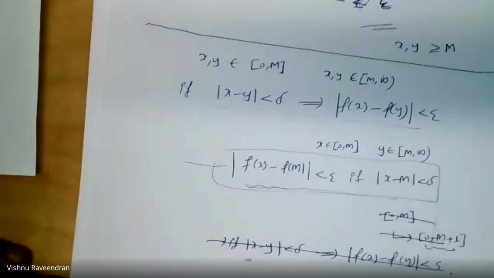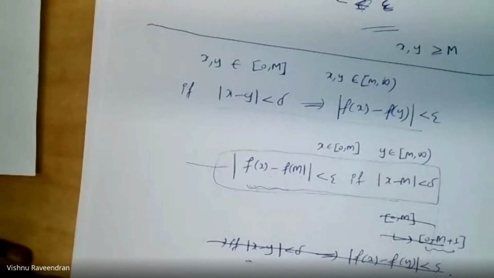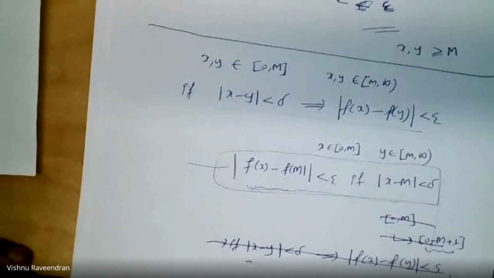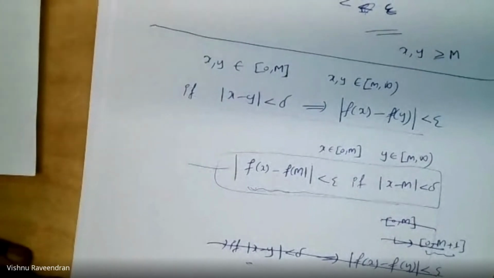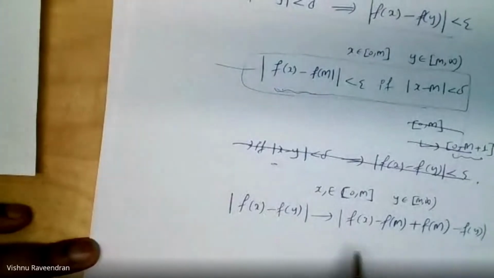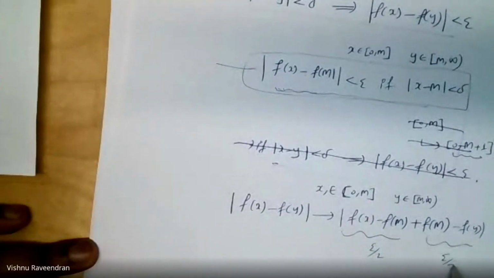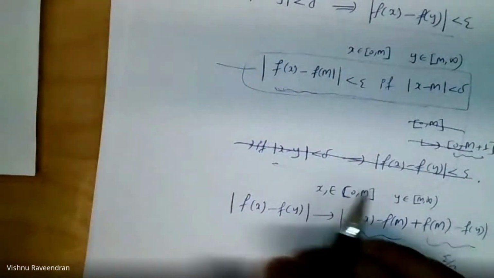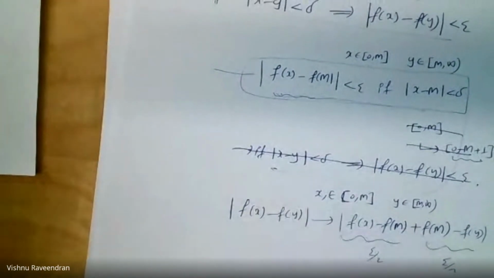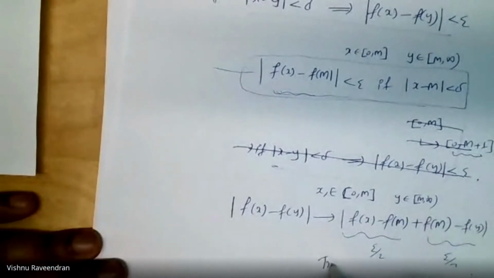Okay, sir, adding f of m in between. Yeah. So if you have f of x minus f of y, you can just again do f of x minus f of m plus f of m minus f of y. Yeah, by this method, I would say. You can proceed by this, and this you can choose epsilon by 2, and this you can choose epsilon by 2, and you can find a delta. But try to finish this proof.